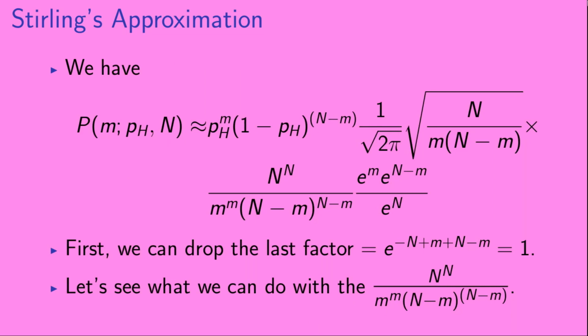Okay, so now we have our new expression for the binomial distribution as taken from the previous slide. First, let's look at those exponentials at the end of the second line. So e to the m, e to the n minus m over e to the n. Now, this is just equal to e to the minus n plus m plus n minus m. And that's just equal to e to the 0, which is 1. So we can drop that factor. Next, let's look at that other factor in the second line, the n to the n over m to the m, n minus m raised to the power of n minus m. Let's see what we can do with that.